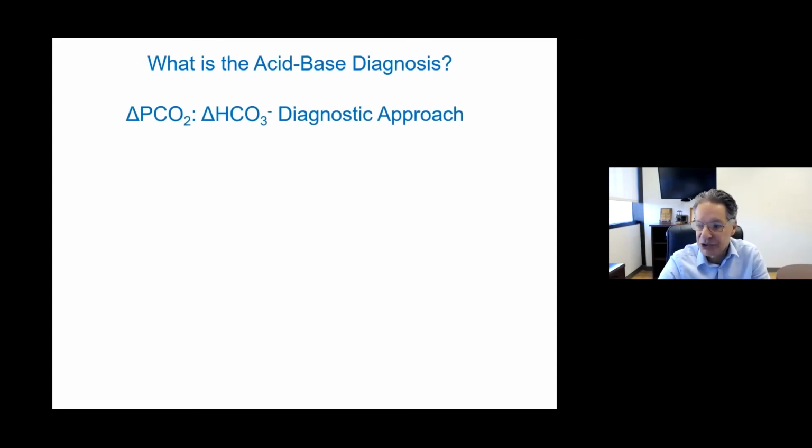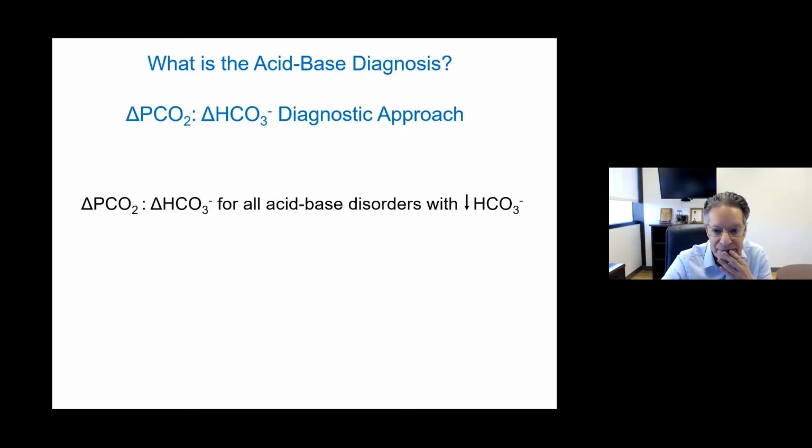We use the approach that has been around since the 1960s, which really came from Schwartz and Relman's studies. It's called the delta PCO2 to delta bicarbonate approach. What you do here is calculate the change in the PCO2 from the patient's normal PCO2, and ratio that to the change in the current bicarbonate from what it should be normally. This would be done for all acid-base disorders, but in this particular case, we do that for acid-base disorders that have a decrease in bicarbonate.